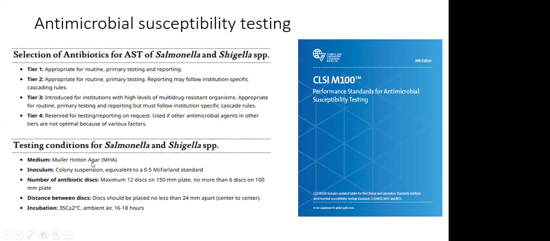The culture is done on the Muller-Hinton agar, and the colony suspension is inoculated, and antibiotic discs are placed. So the antibiotics which are selected for the antimicrobial susceptibility testing for Shigella, according to CLSI, we have four tiers. Tier 1 is for routine testing and reporting. Tier 2, depending upon the institution specific rules, we can change. Tier 3 is the multi-drug resistant organism you are suspecting. And tier 4 is the reserved antibiotics which we are using.